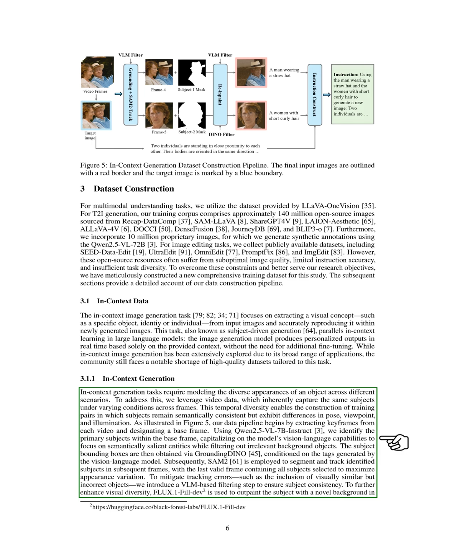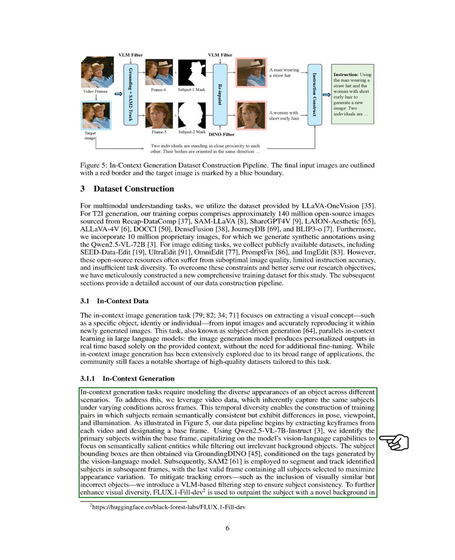and lighting. Our data pipeline starts by extracting keyframes from each video and selecting a base frame. Using a specific model, we identify the main subjects in the base frame, focusing on important entities while ignoring irrelevant background objects. We then obtain subject bounding boxes based on tags generated by the model. Next, we use another tool to segment and track these subjects in subsequent frames, ensuring we select the last valid frame that includes all subjects to maximize appearance variation. To reduce tracking errors, we introduce a filtering step to maintain subject consistency.